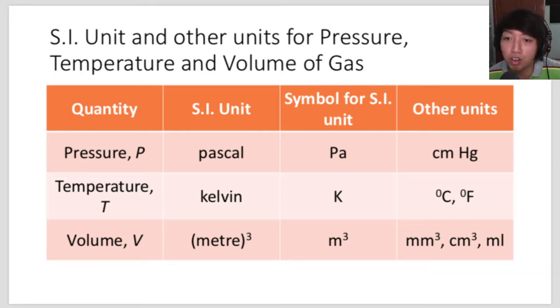Excuse me. So of course, we have other units that we use. For example, pressure. Sometimes we use centimeters of mercury. Okay, sometimes for temperature, we use Celsius, which we use quite often. Fahrenheit, we don't really use that much, but it's another unit that we use. And of course, cubic millimeter, cubic centimeter, and also milliliter. But for the purposes of this chapter, we will be mostly using these ones, right? The standard units.